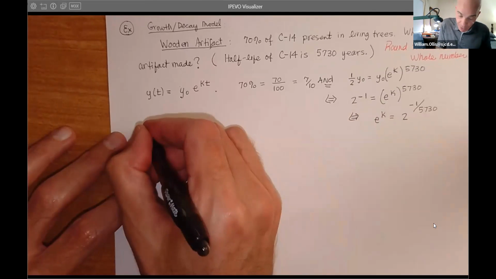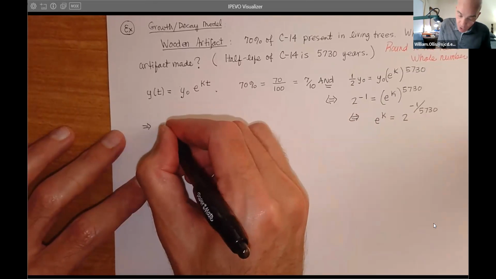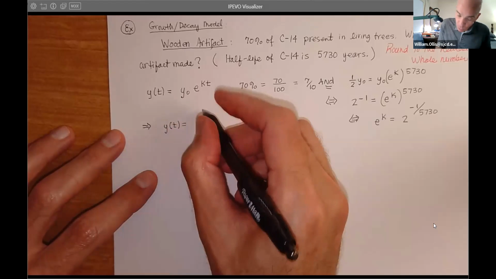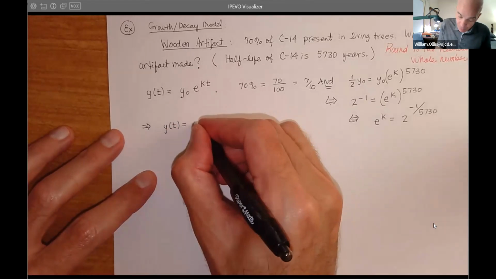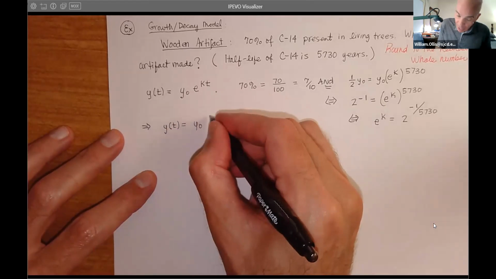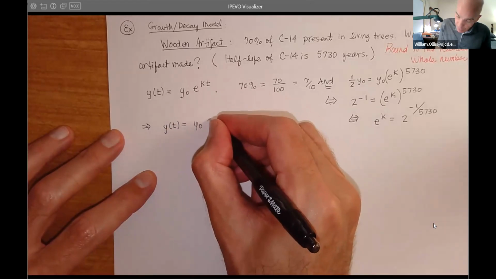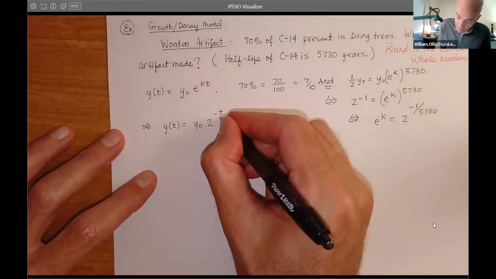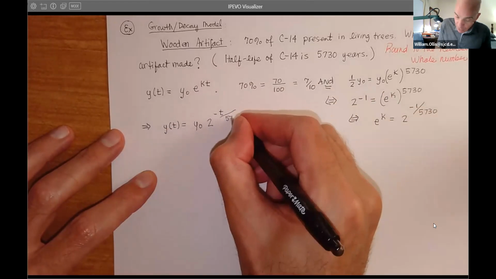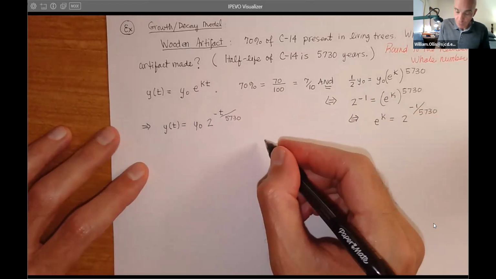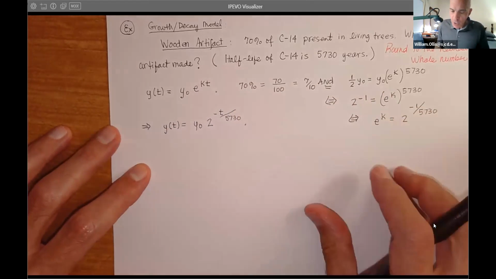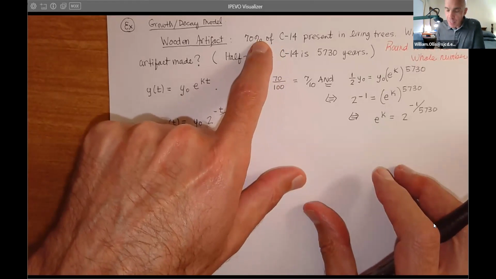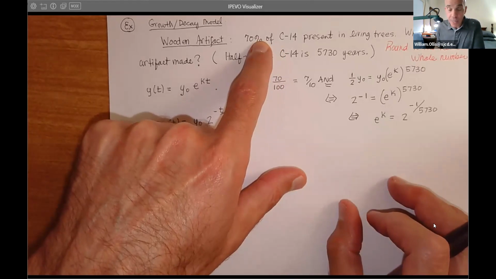So now this implies that we have a predictor model. Now y of t equals y sub 0, and then we have 2 to the negative t, multiply the t by the power, 5,730. So there's our predictor. So now, how old is it? Well, now we know that 70% of this exists now, presently.